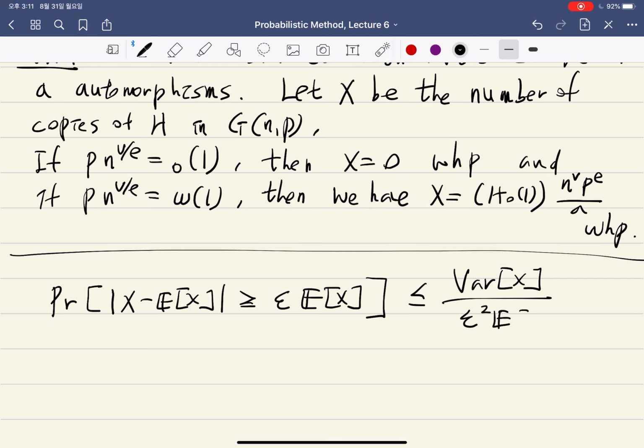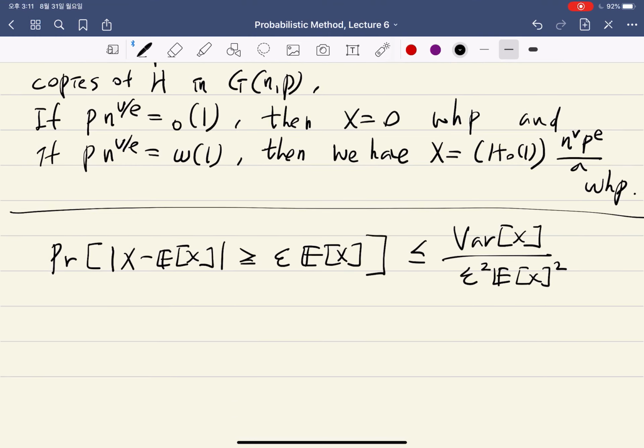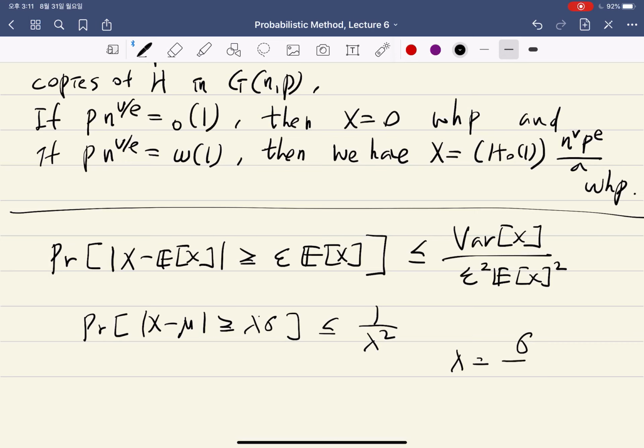So if you just plug in, what was Chebyshev? This is Chebyshev. So you write lambda as sigma over epsilon mu over sigma.